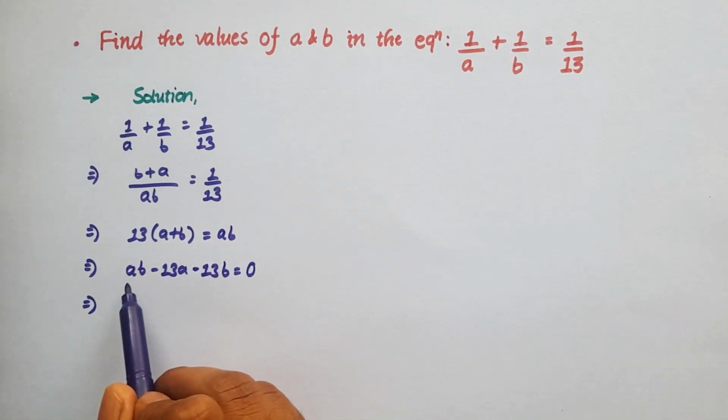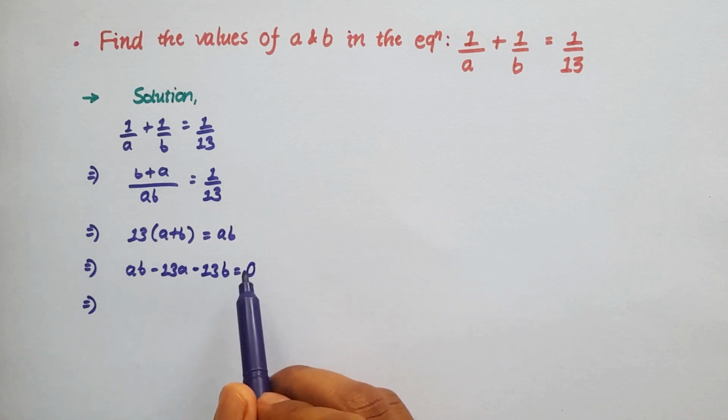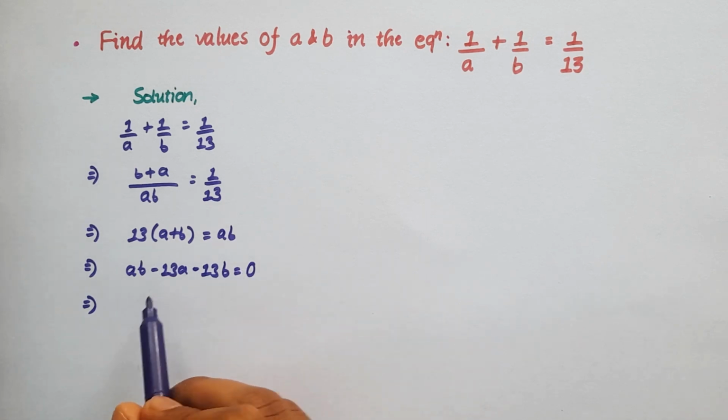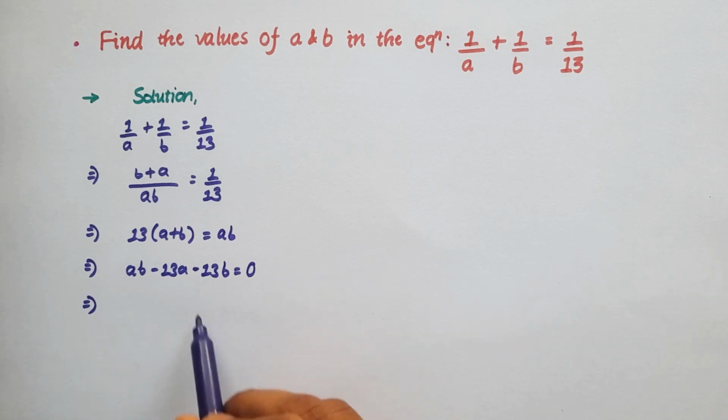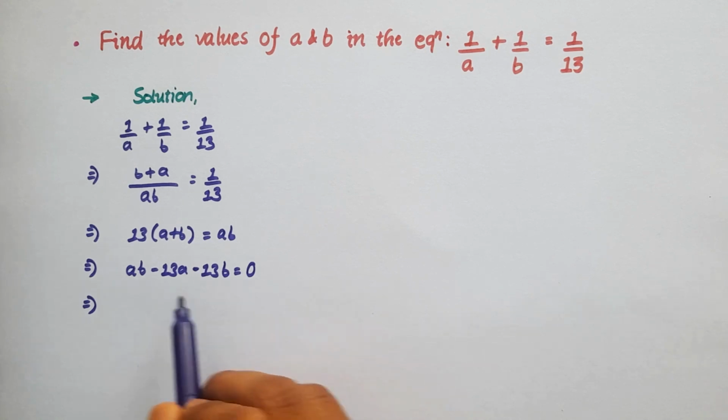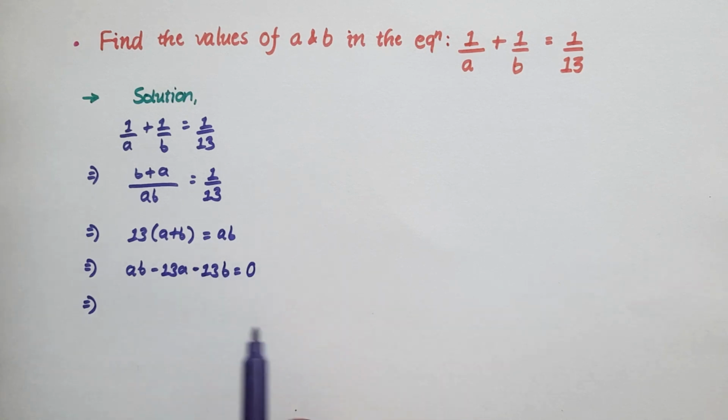Now, this equation would be easier to solve if we found a way to factorize it. That is, to convert it into the form something multiplied by something. And that would need an additional term here. Now, the question arises, what term should be added into this equation?